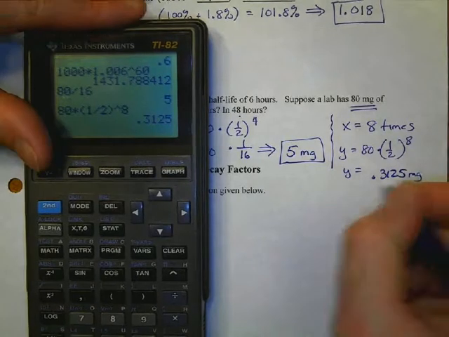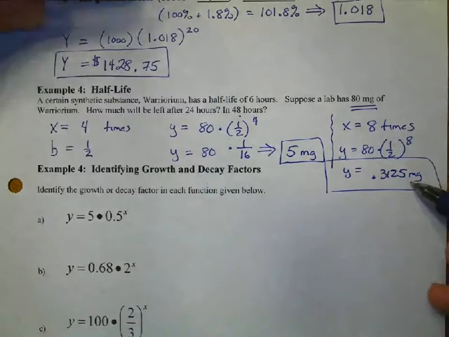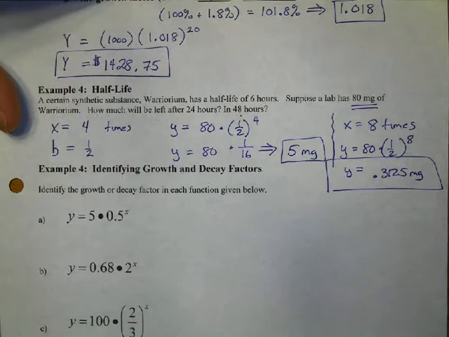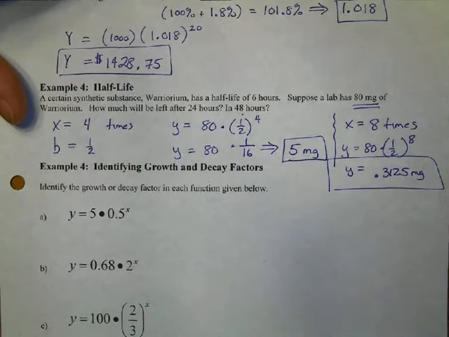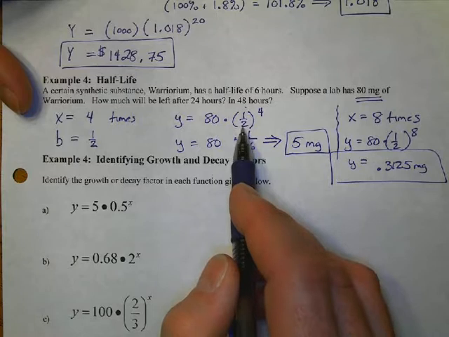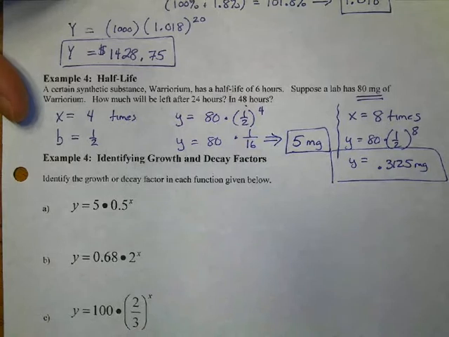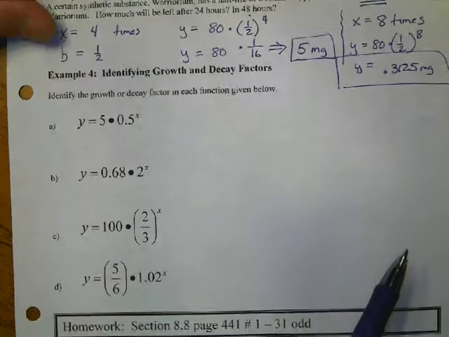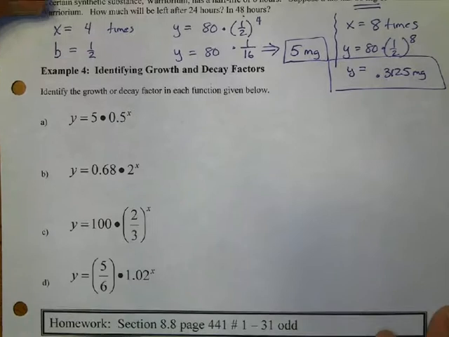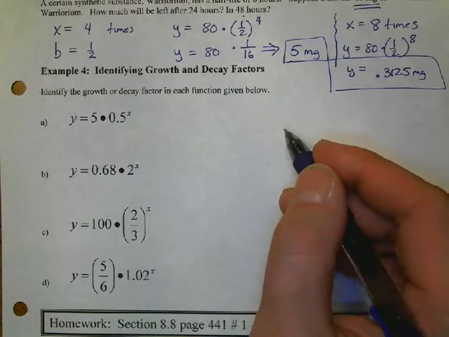As the numbers start to get a little bit difficult, we can merely do this on our calculator. 80 times parentheses 1 divided by 2 close parentheses raised to the 8th power. How much is left after 48 hours? Well, as you can see, Y will now equal 0.3125 milligrams. Certainly after 2 days, this warium has gone from 80 milligrams down to less than 3/10 of a milligram. That's a good example of half-life.